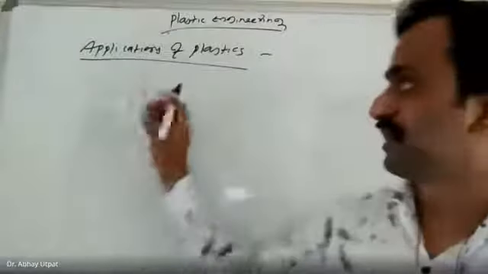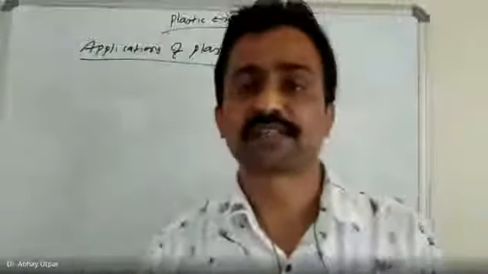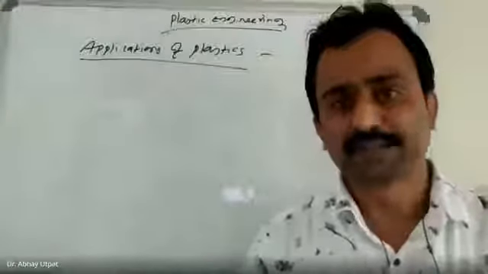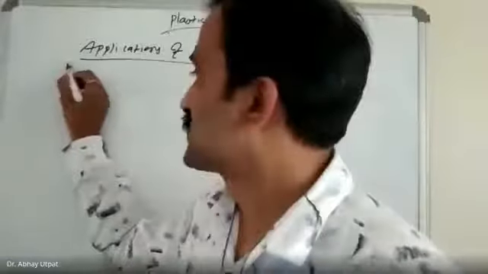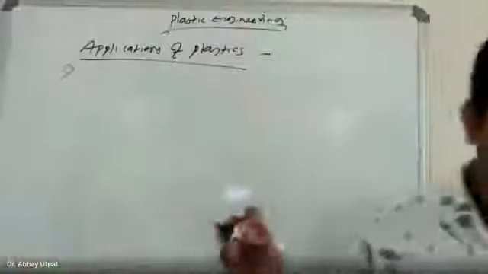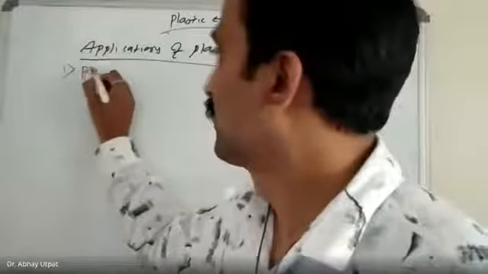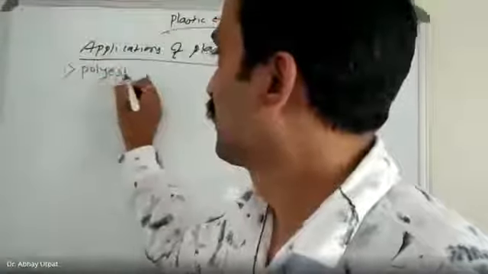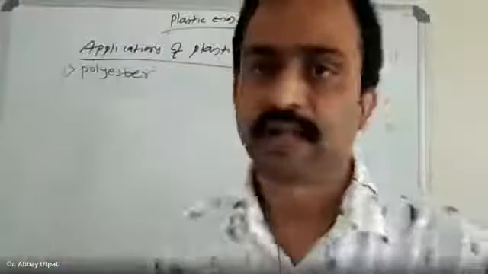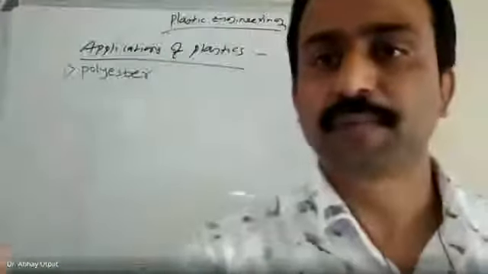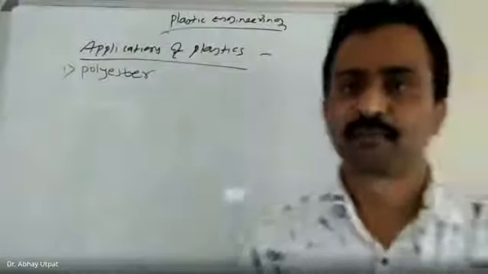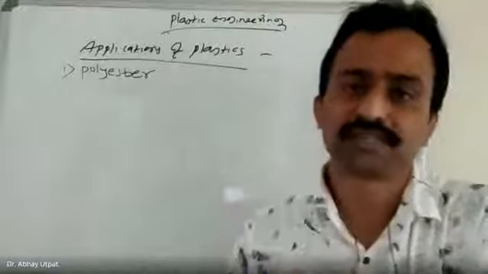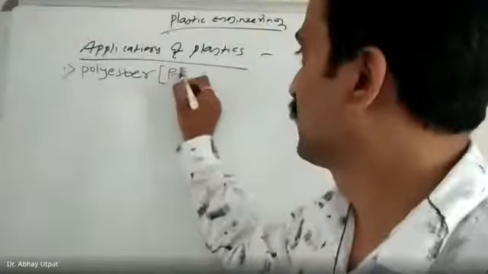Applications of plastic. So what are the various applications of plastic based on its chemical name? Start one by one. First, write down polyester. Actually, it is polyethylene, P-O-L-Y, but we are pronouncing it as polyester, P-E. Remember this, P-E.